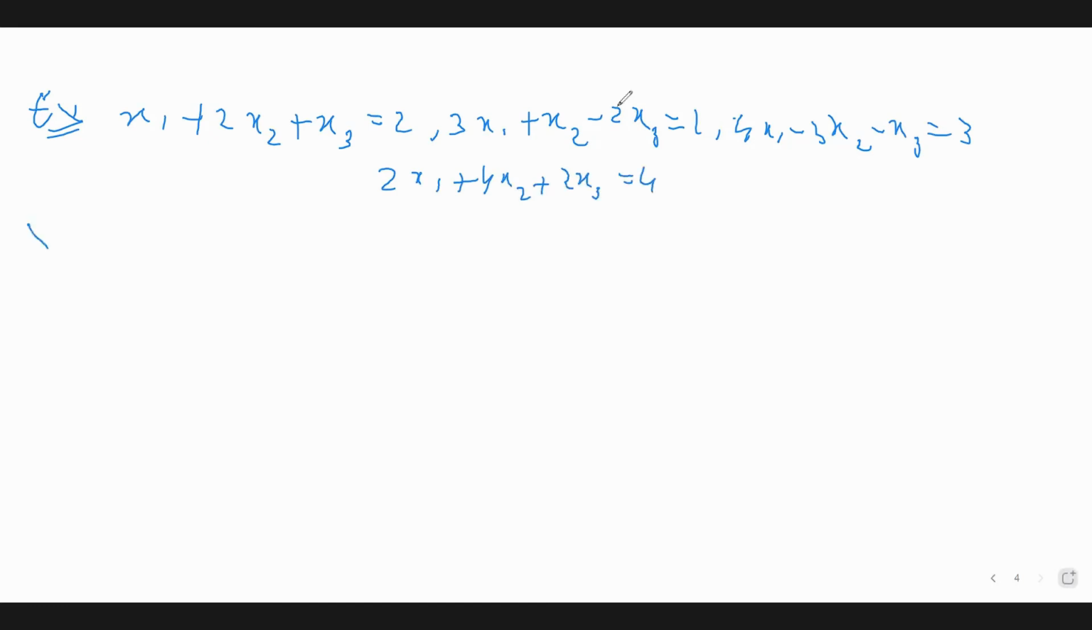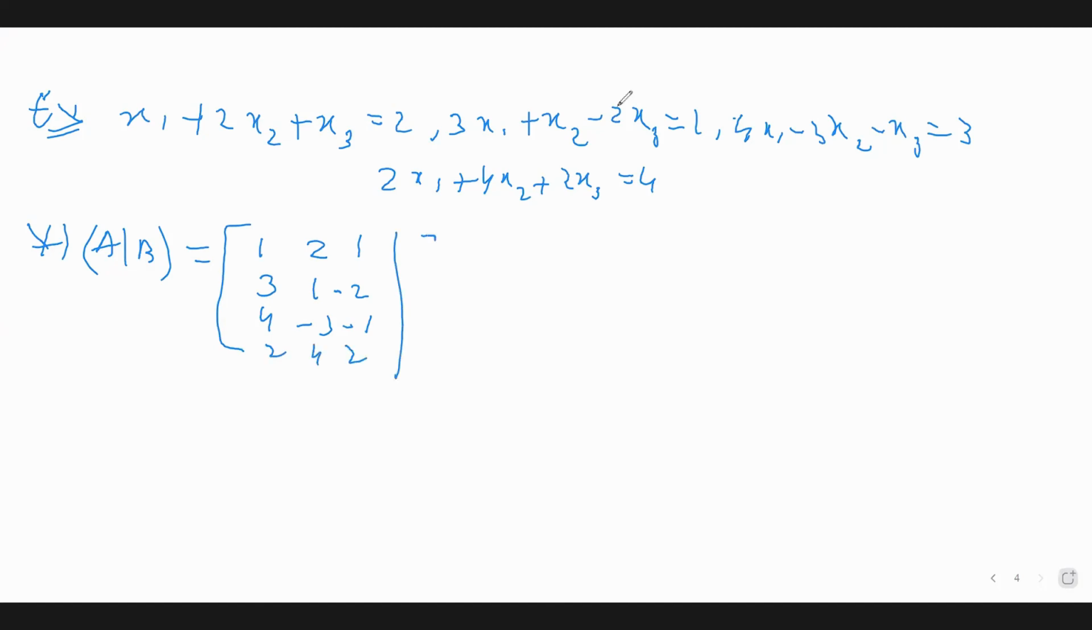फटाफट बताओ ऑगमेंटेड मैट्रिक्स। Yes, sir. बताओ। Sir, 1, 2. The second equation 1 है क्या? सेकेंड इक्वेशन 1 3. है। नहीं सर, 3, 1, minus 2, 1. 4, minus 3, minus 1, 3. 2, 4, 2, 4.